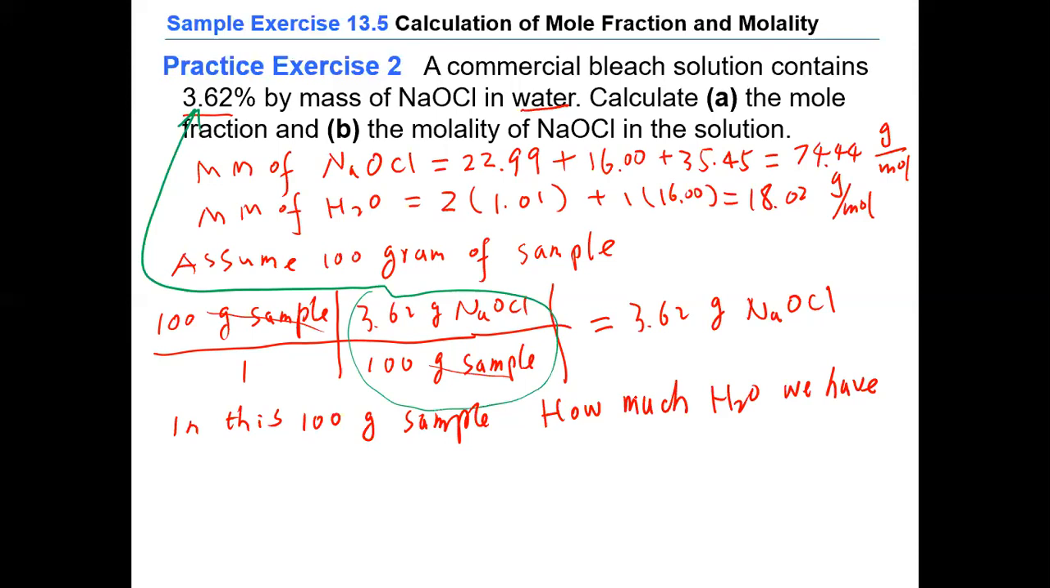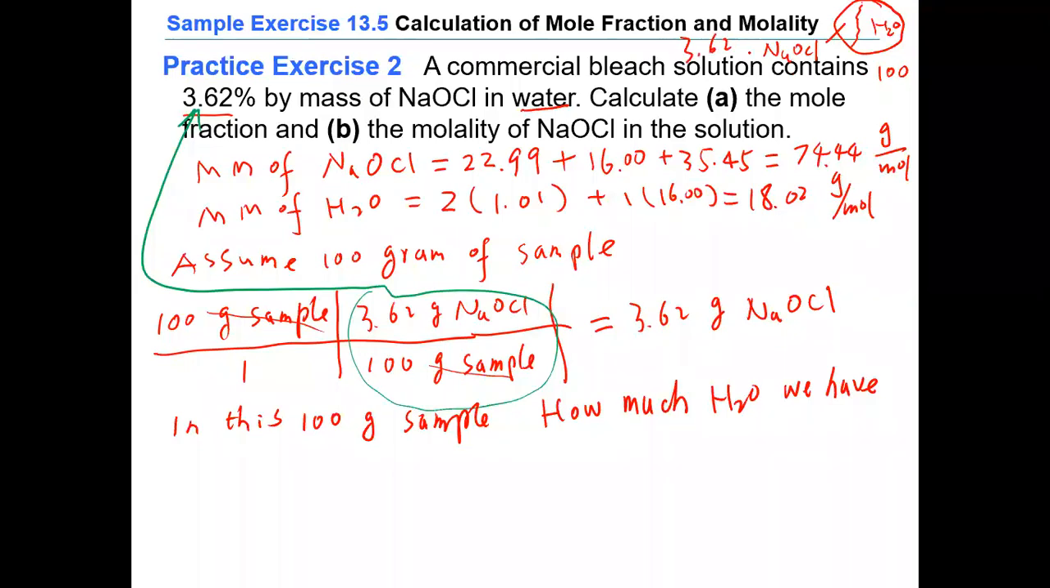Our sample has, let me draw a picture here. We have a sample, and I divide it like that. So one part is H2O. This is a diagram, obviously the solutions are mixed together, okay? Now here you have NaOCl. So all together 100. Now this NaOCl is 3.62.